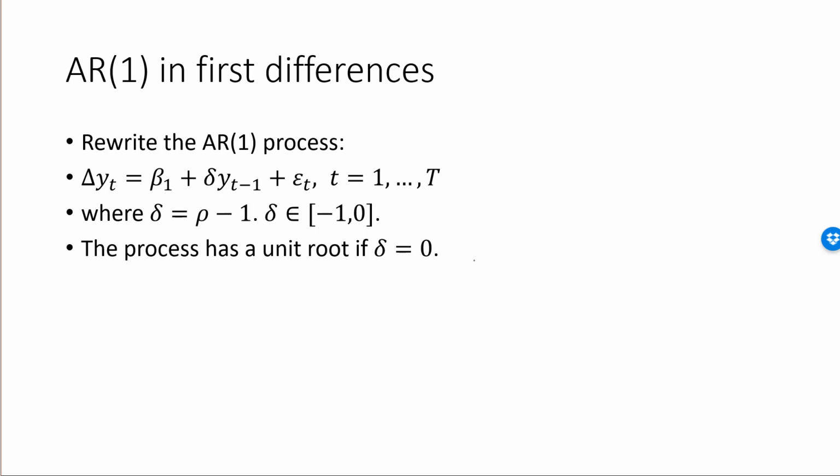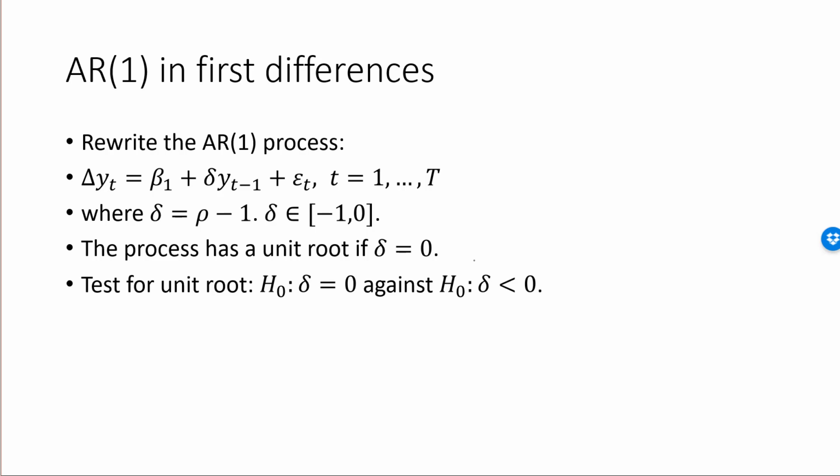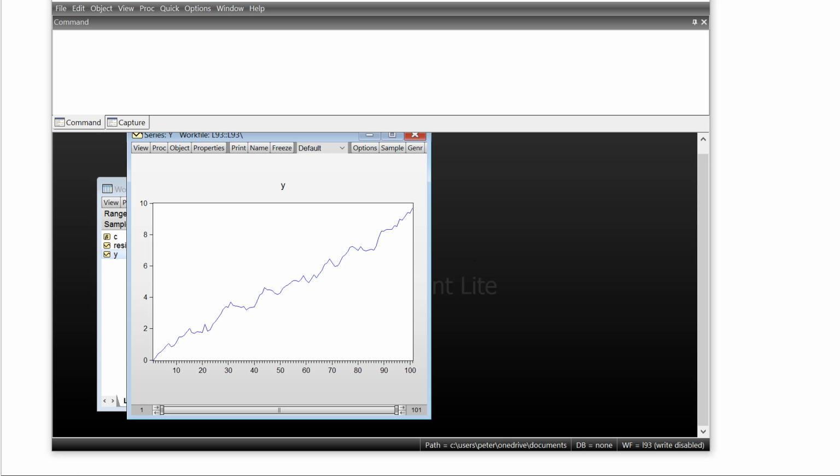So formally, we set up this hypothesis, H0: delta equal to 0, against the alternative H1: delta less than 0. Note that when the null hypothesis is true, then the stability condition cannot hold. So if I reject the null, that means that the stability condition holds and it's possible for the process to be stationary. The following data is simulated from an AR1 process where rho is equal to 1, that is delta is equal to 0, and beta 1 is 0.1 in this case.